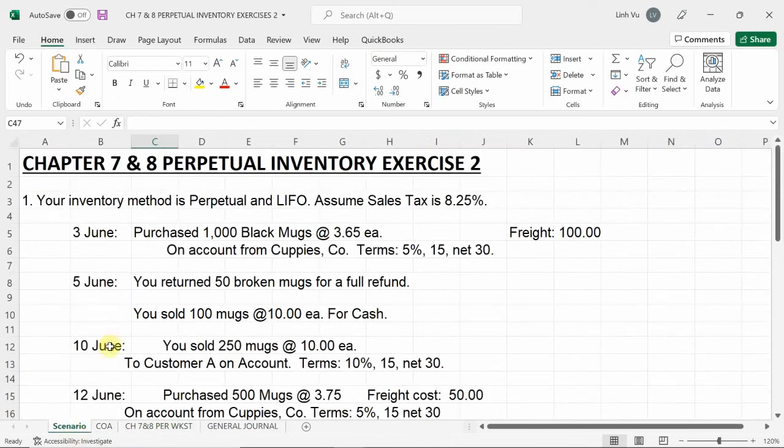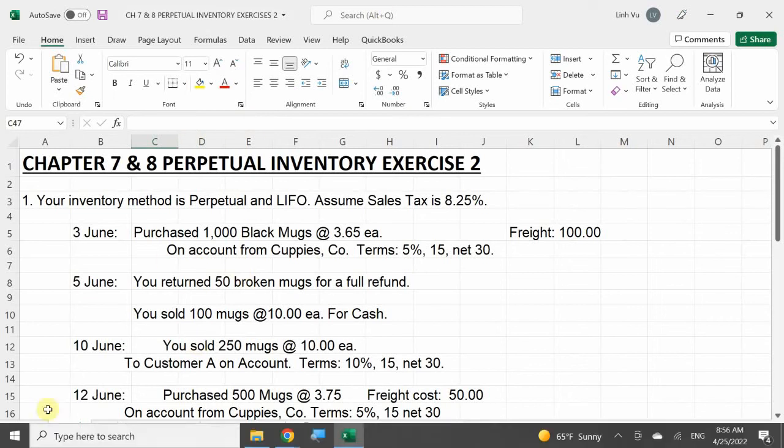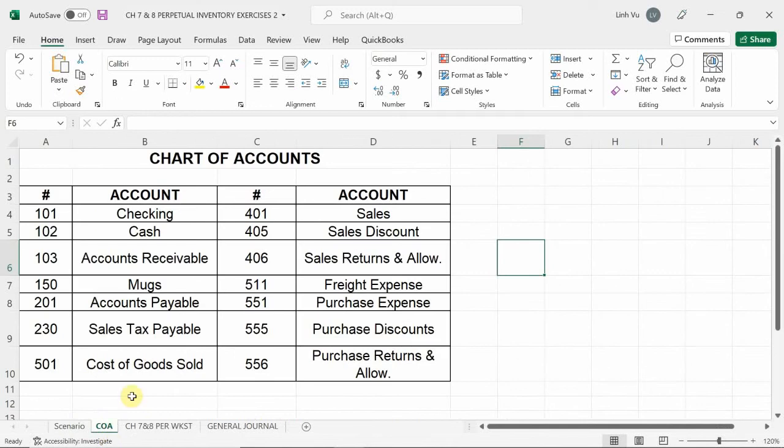Starting with the very first one, June 5th, we purchased 1,000 black mugs for $3.65 each and a freight of $100, on an account from Cuppy's Co. Terms they gave to us was 5%, 15, net 30. So we purchased 1,000 black mugs, and let's keep in mind this is perpetual LIFO. Let's take a look at my chart of accounts.